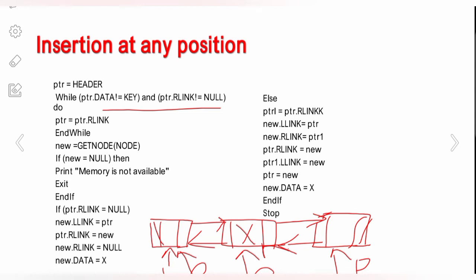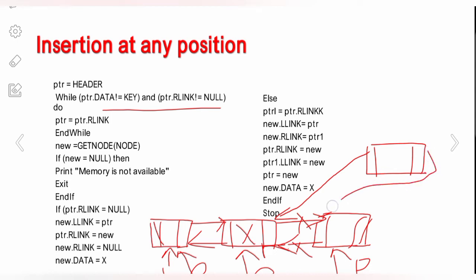Okay. And we have created the new node here, right? The new node. So new dot left link equals to pointer. So we have to remove the links between the already existing nodes, and then new dot left link equals to pointer, and new dot right link equals to pointer 1. Okay, new dot right link. So since we are adding the node at the middle of the linked list, we have to connect the left link and right link of the new node to the existing nodes. So new dot right link is equals to pointer 1.